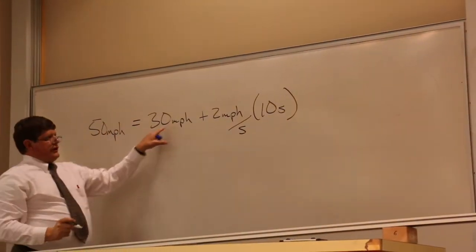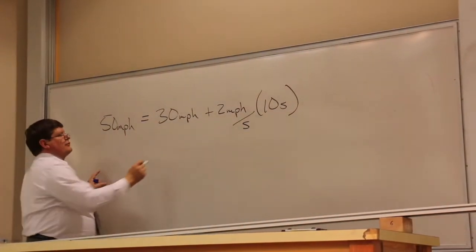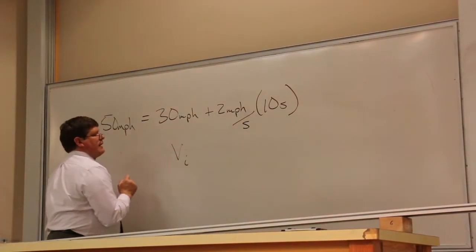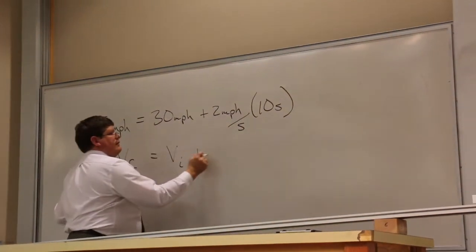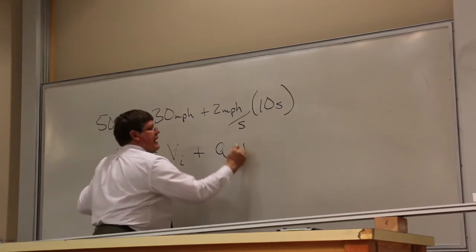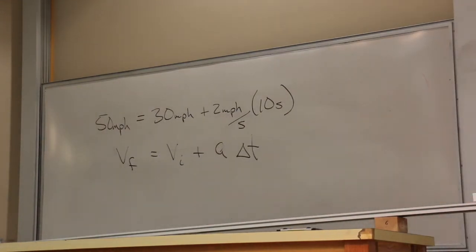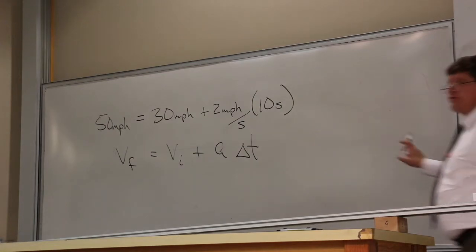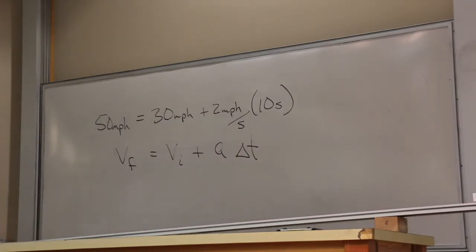We started with 30 and we added 20. Now, in terms of variables, this would be my initial velocity, this would be my final velocity, this would be my acceleration, and that would be my time. And that's the first of our kinematic equations. Now, this is not the first time you've seen this. It's just the first time you've seen it in this form.